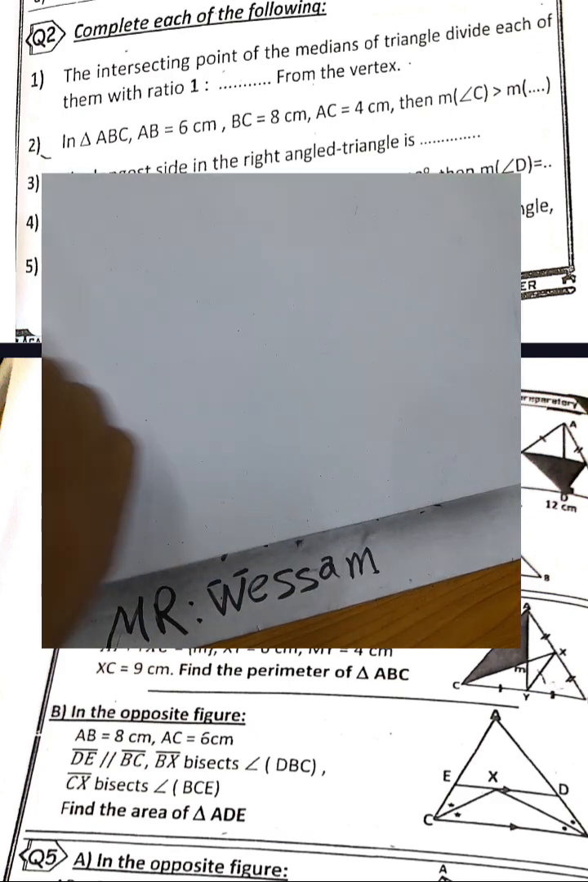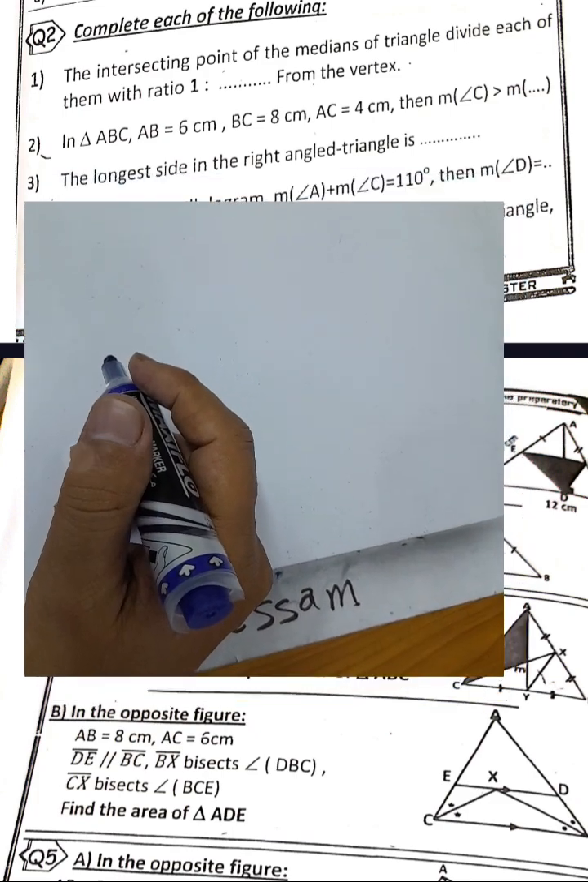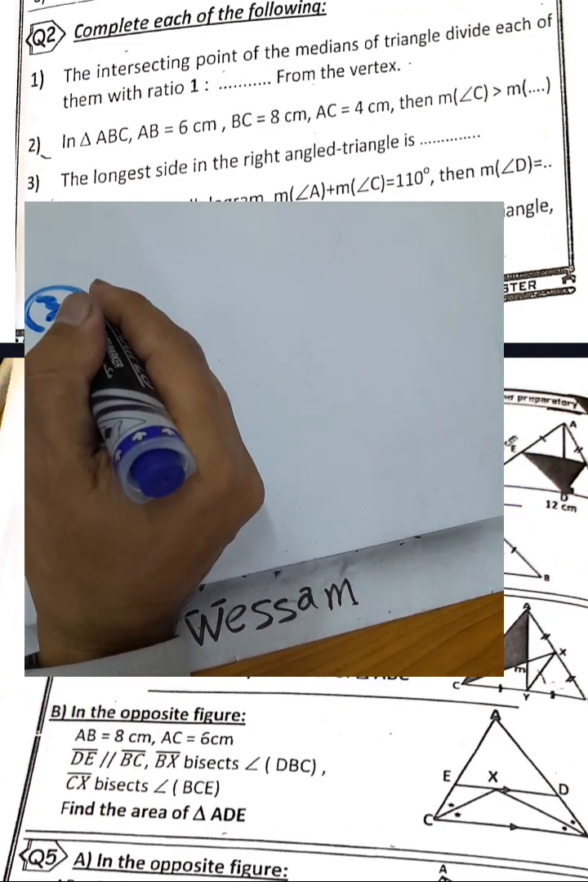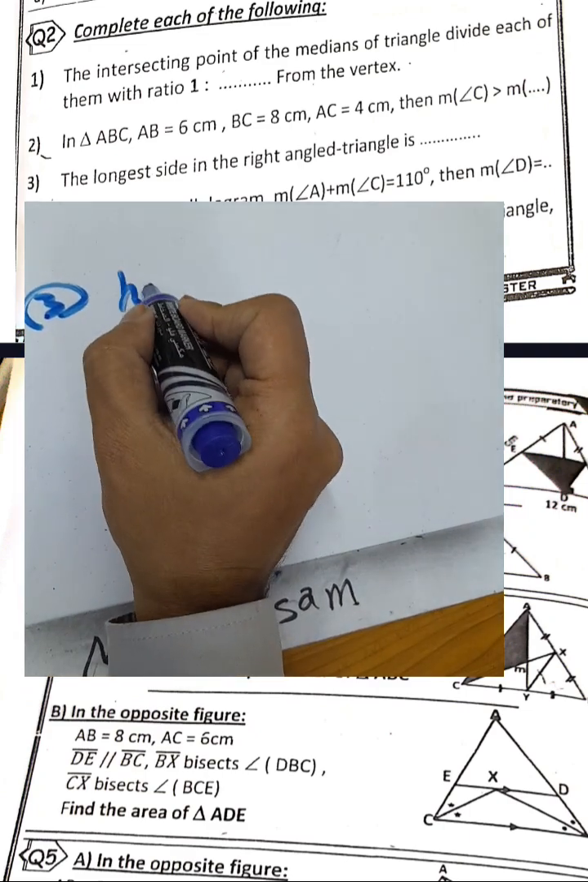Next question, number 3. The longest side in a right angle triangle, we call it the hypotenuse.